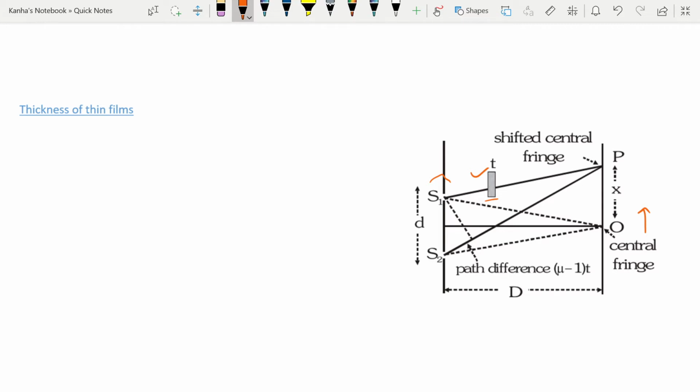Because the side in which the glass plate is placed will have an extra path difference, and to show this, let's talk about the path S1P. In this path, the distance traveled by the wave in air is how much? It is S1P minus T. And what is the distance traveled by the wave in the sheet? Distance.